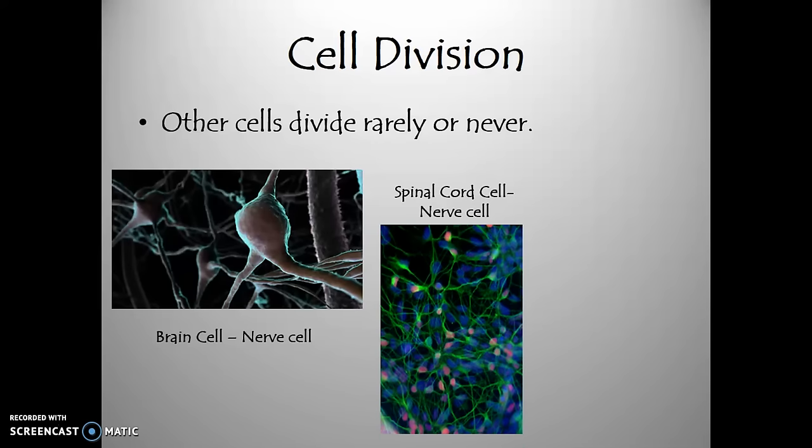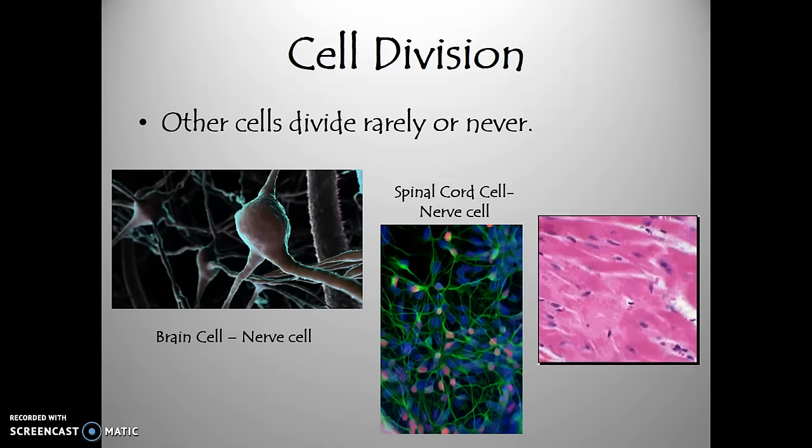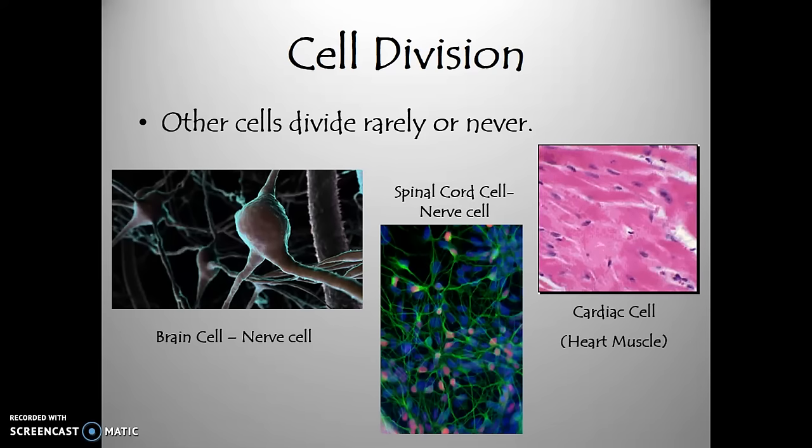Also, spinal cord cells. So these are another type of nerve cell that are in your spinal column. That's why spinal injuries are so bad. If you get into a car accident and sever your spinal cord and you're paralyzed from the neck down, it's likely you're going to be paralyzed for the rest of your life because your spinal cord cannot replicate and make more. And also, heart muscle.